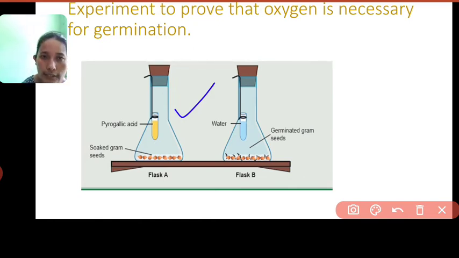Now what you will see is, after a few days, in flask A, where the pyrogallic acid was present, no germination takes place. Why? Because whatever oxygen was present inside the flask has been utilized by the pyrogallic acid, right? So no breakdown of the food, no energy being released, that's why germination does not take place here. But in flask B, where you had placed just water, germination has occurred. So what does this experiment prove? It proves that oxygen is very much essential for germination.